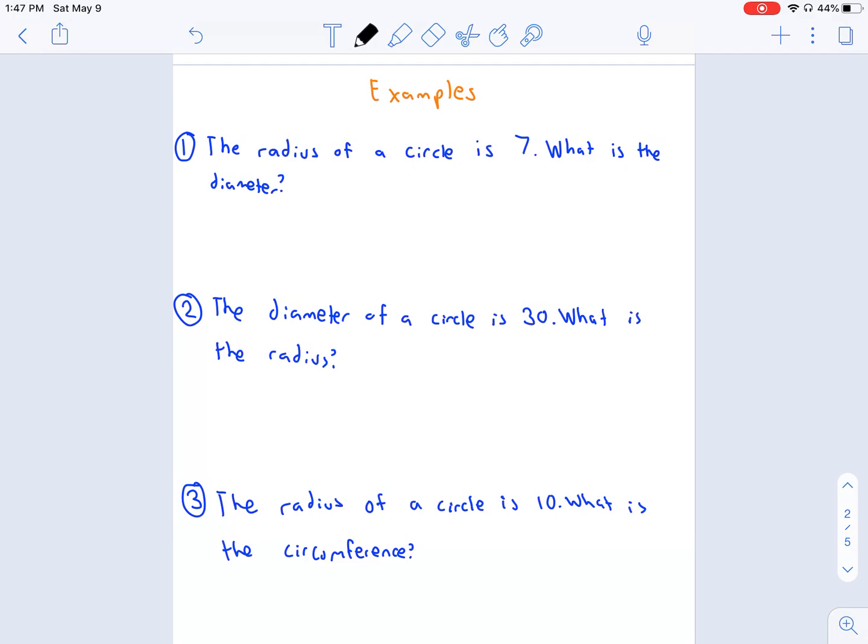So, number one, the radius of a circle is 7. What is the diameter? So, we're given the radius is 7. So, that means this is 7. What is the diameter? The diameter is the whole thing, and the equation for that is 2r, or 2 times the radius. And since we are given the radius, we can plug that in here, and that would give us d is equal to 14. So the diameter is 14.